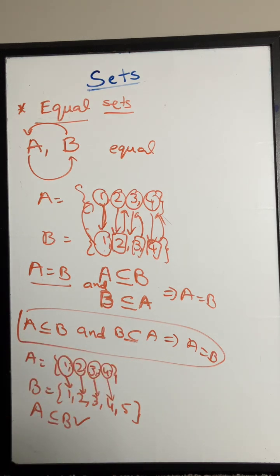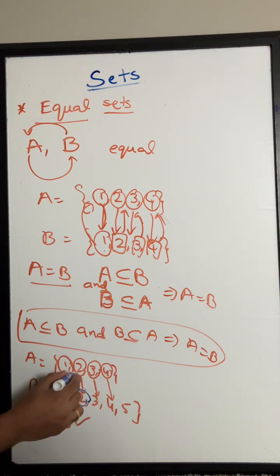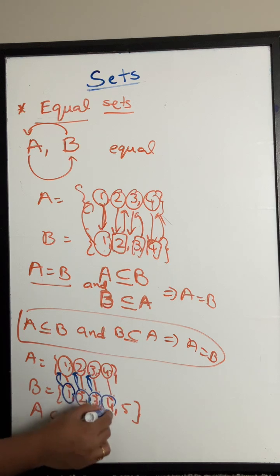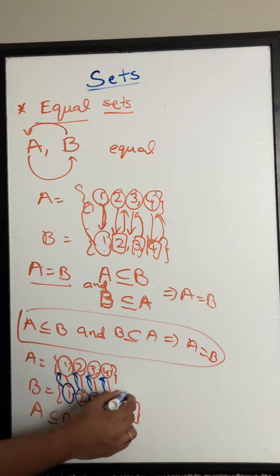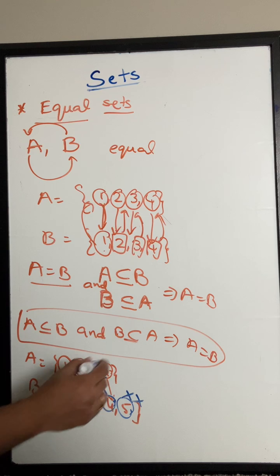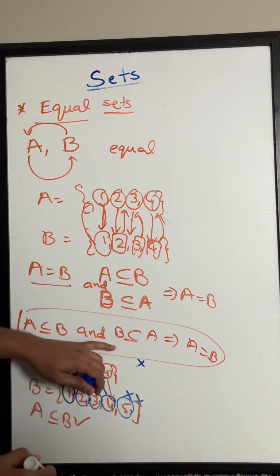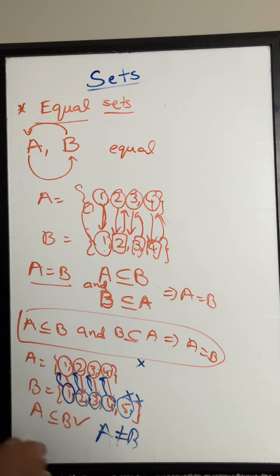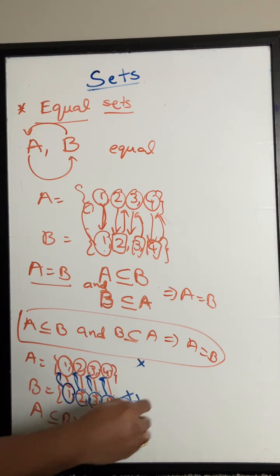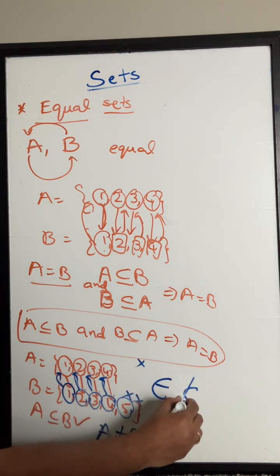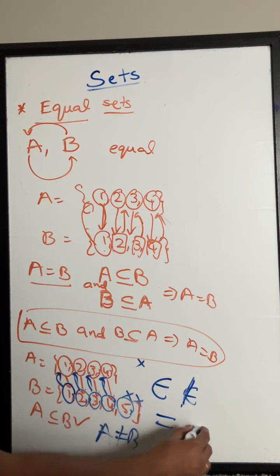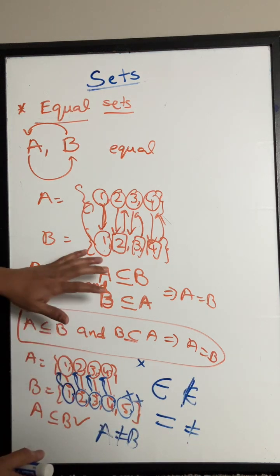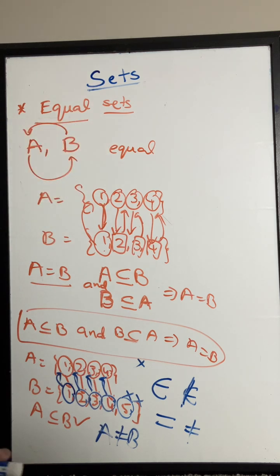So let's see. Every element of b, I'll take 1, it is there, 2 there, 3 there, 4 there, 5 missing. So this statement went wrong. Every element of b is not in a, so a is not equal to b. So another symbol, if you don't know, this is not equal. Just like belongs to, does not belong to, equals, not equals. So this is how we define equal sets.